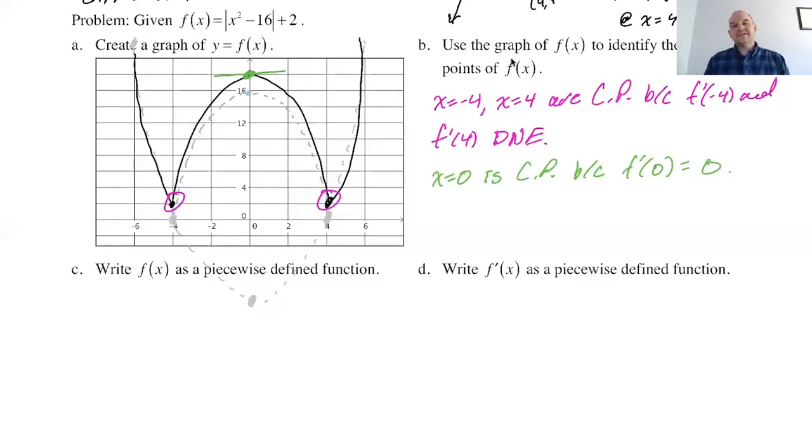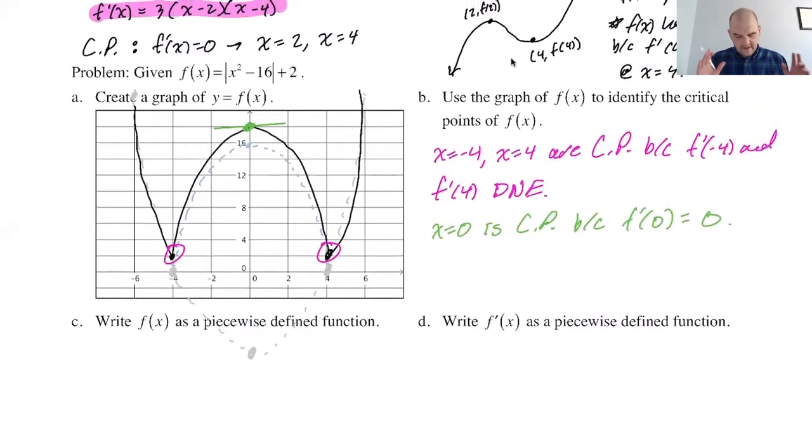All right, I'm back. We're in the middle of page 310, working on this problem. f of x is the absolute value of x squared minus 16, plus 2. We created a graph and used it to identify the critical points: two where the derivative doesn't exist, and one where the derivative is equal to 0. So let's see if we can answer the rest of this.